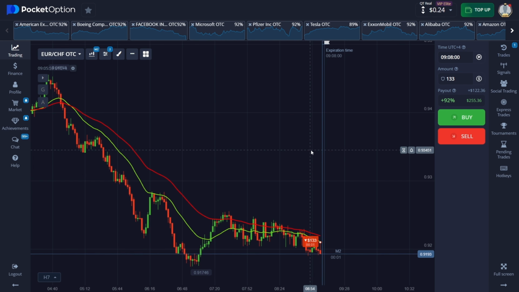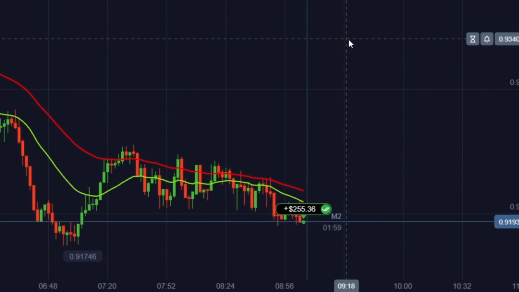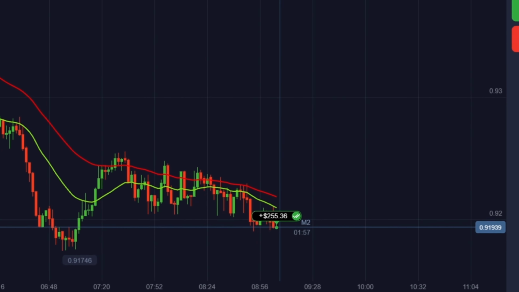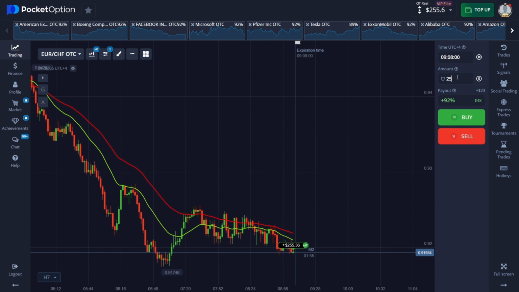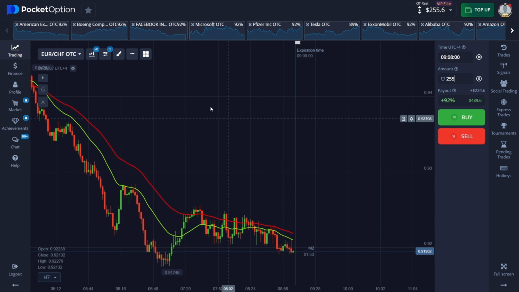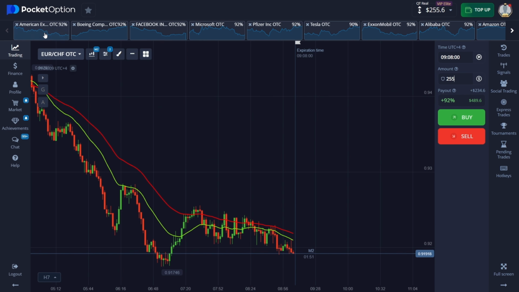With only a few seconds left, the candle turned red and we won our trade. My balance is now $255. Let's find a trade for $255.